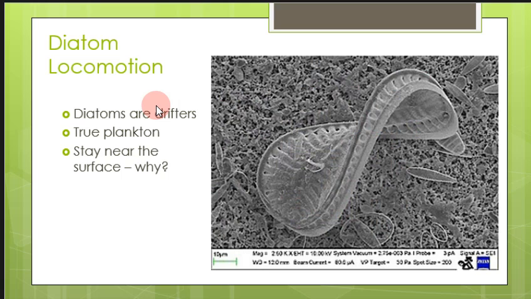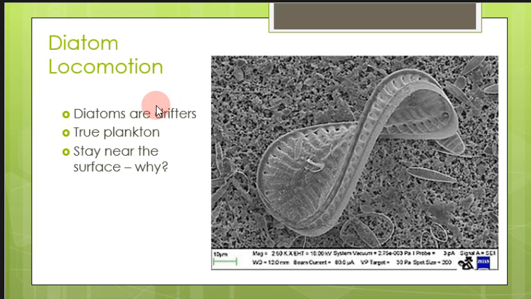Okay, so their locomotion. This is one of your blanks, yes? They are true plankton. So what does locomotion mean? They are floaters. How do they move? By floating. True plankton. They stay near the surface. Why do they stay near the surface? For photosynthesis.